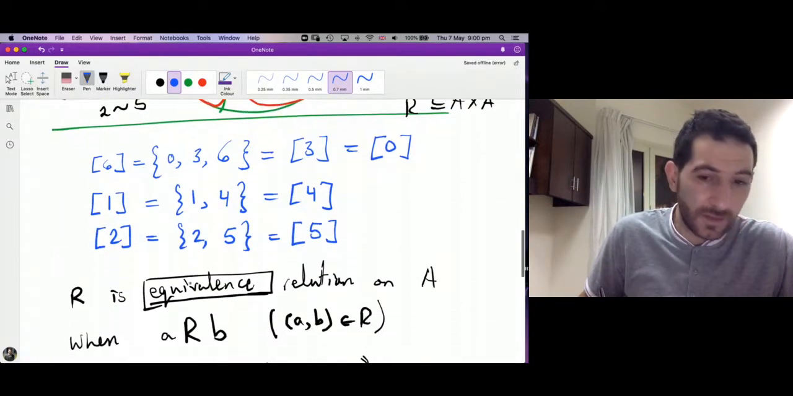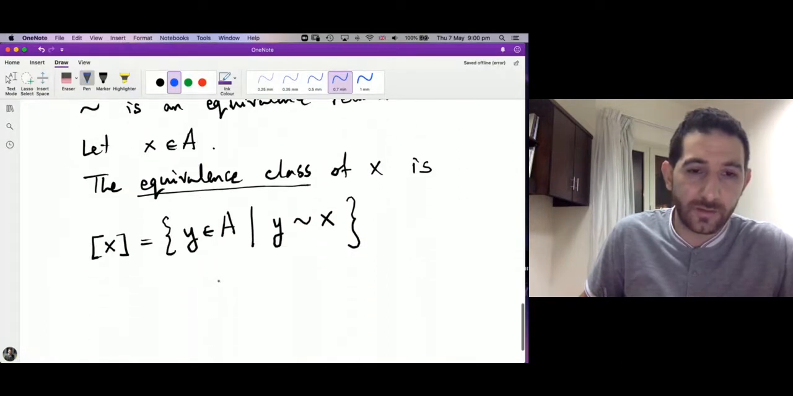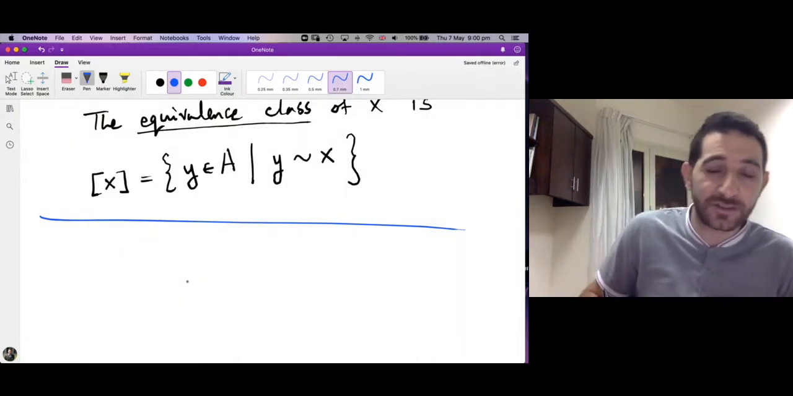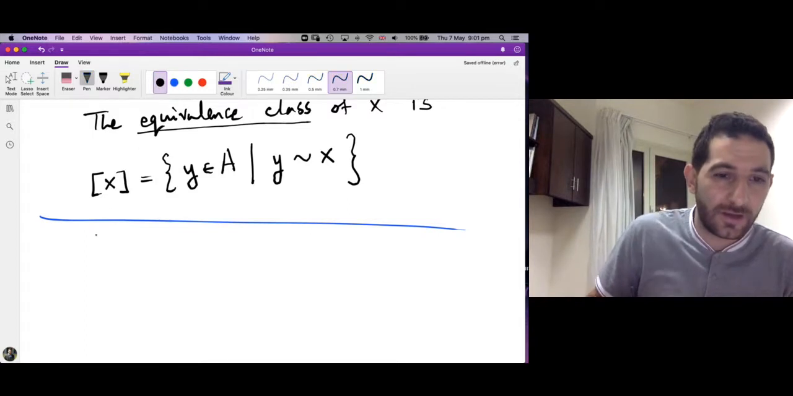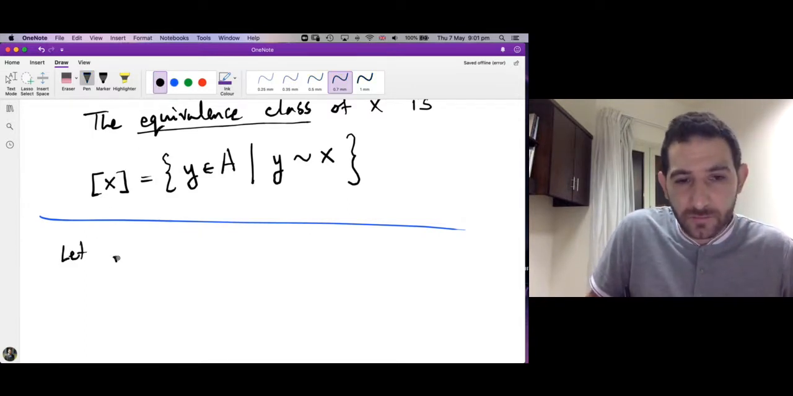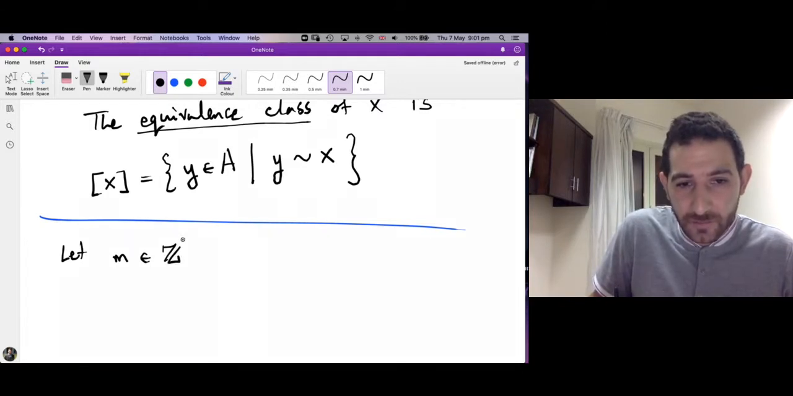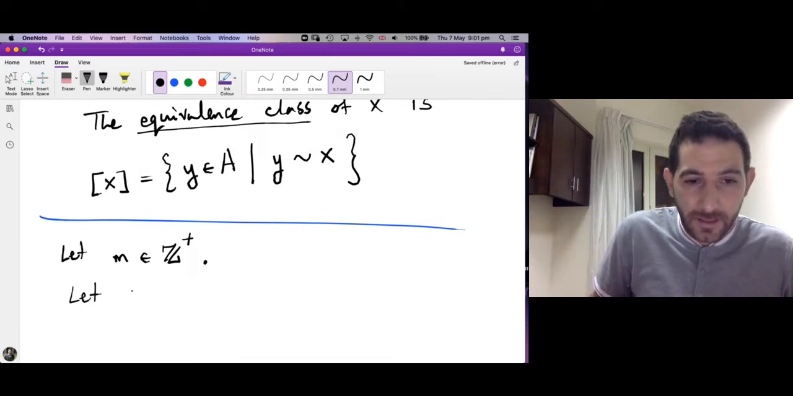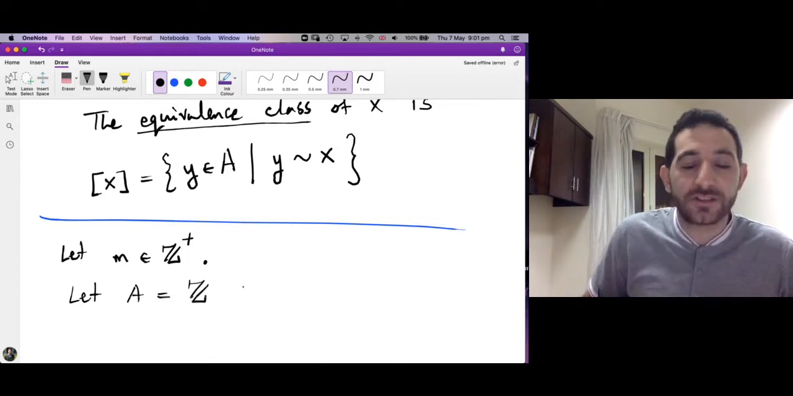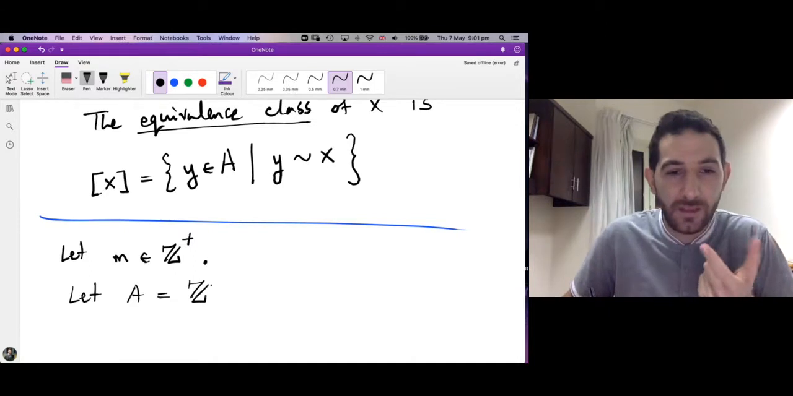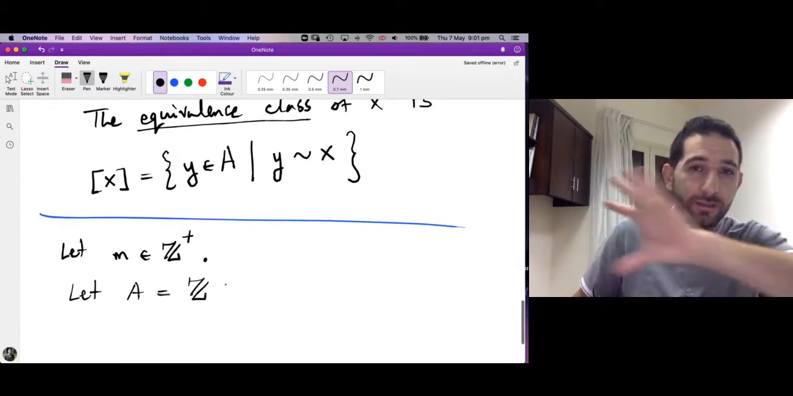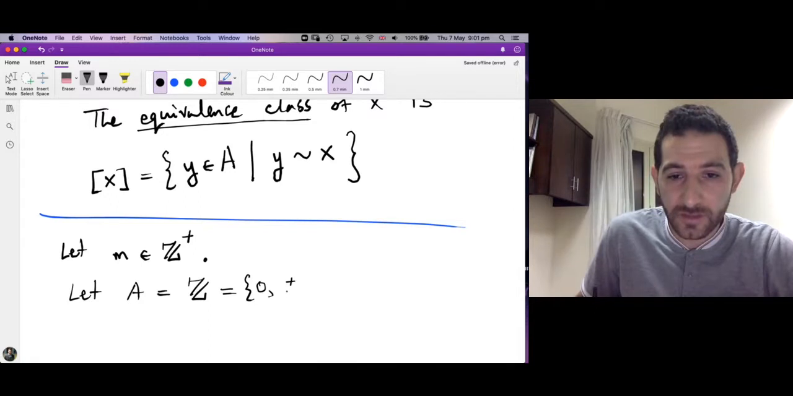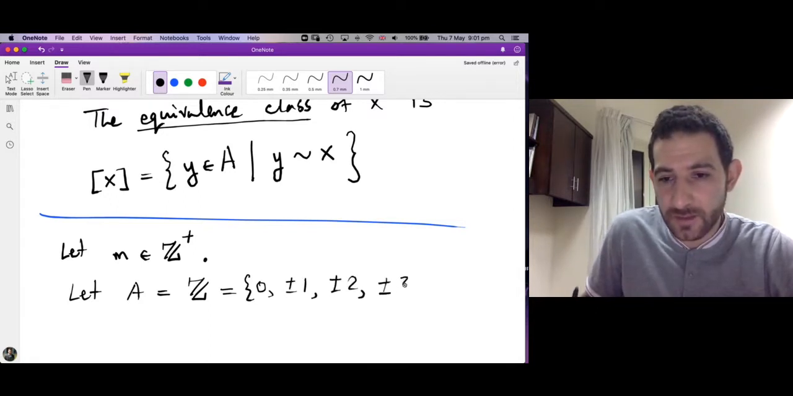Okay, now let's prove what we did, that the relation given in the example will always be an equivalence relation. Let me state this in a more general form. So let M be any positive integer. Above in the example we chose M to be 3, and let A be Z, so all integers. Above we only looked at the set A from 0 to 6. Now we want to look at the infinite set of all integers: 0, plus or minus 1, plus or minus 2, plus or minus 3, and so on.